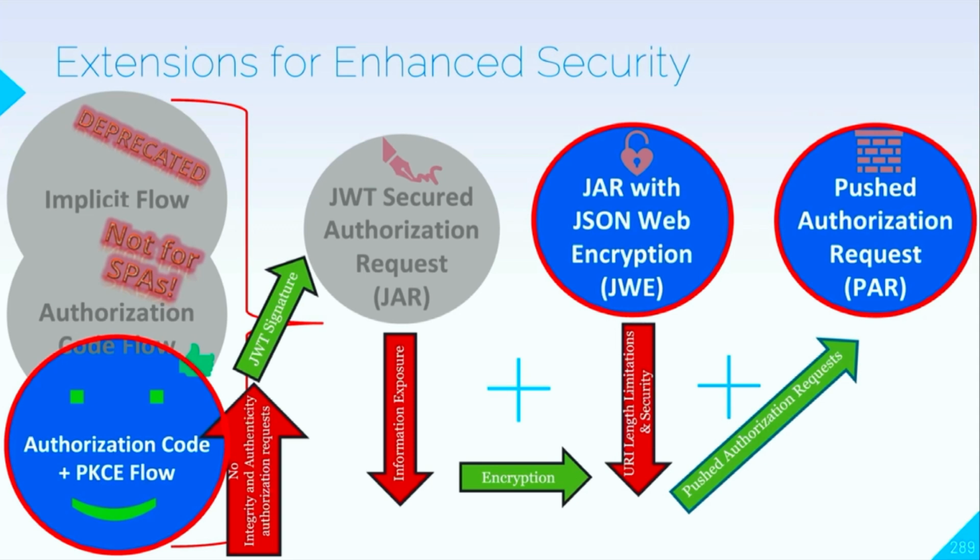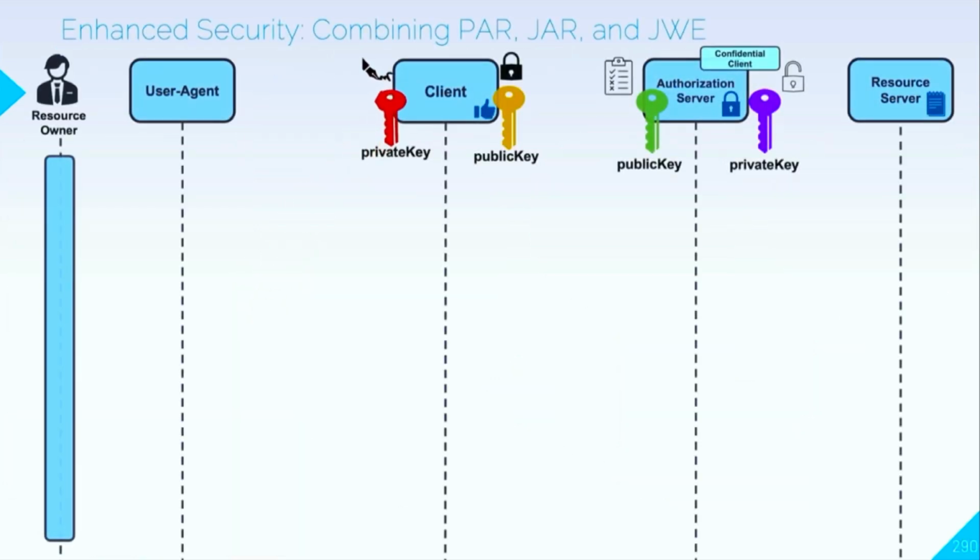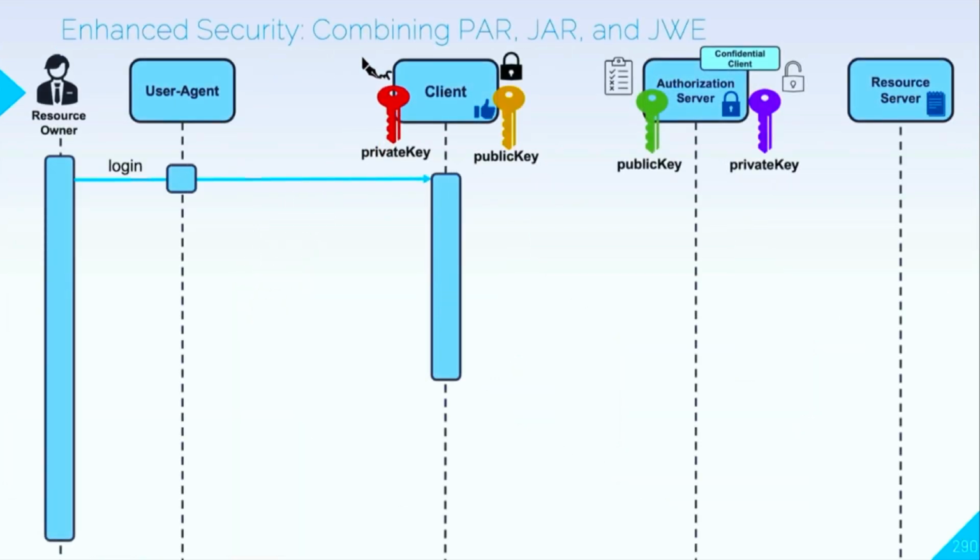Let's walk through an example of how this might work using the following sequence diagram. As usual, the resource owner initiates the flow. The client then performs a series of actions. It generates the PKCE and securely stores the code verifier.